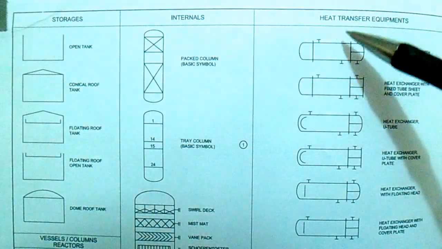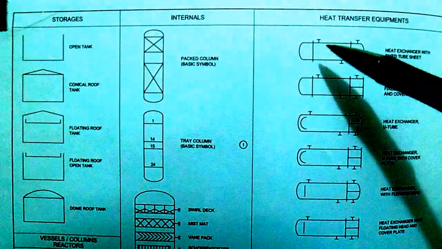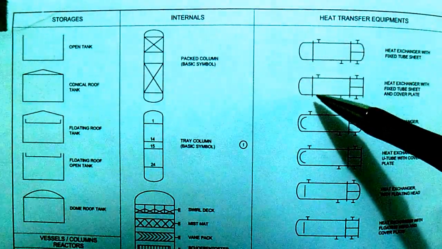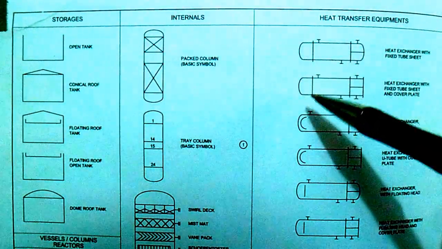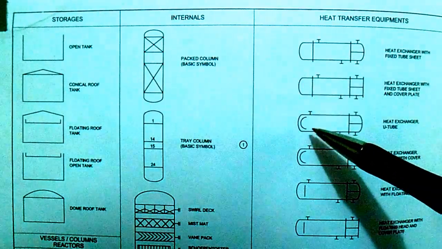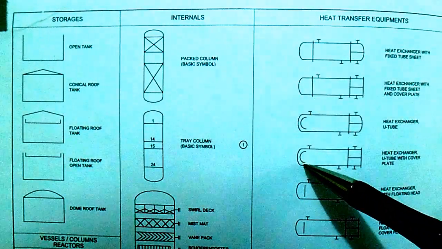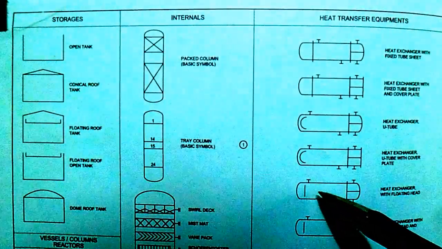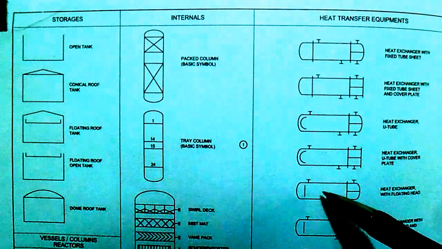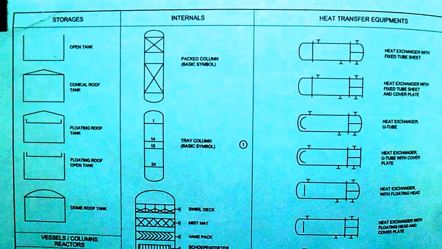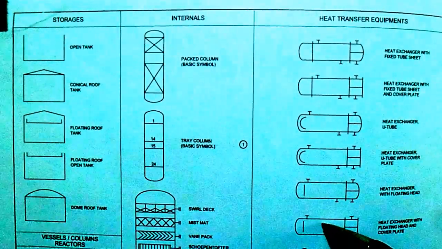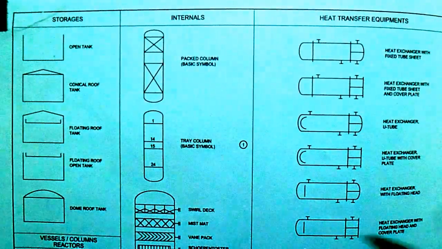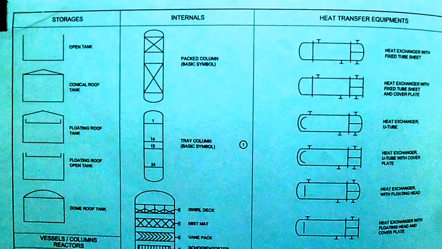So we have heat transfer equipment, the exchangers. This is exchanger fixed tube sheet, and heat exchanger fixed tube sheet with cover plate. This is also exchanger U-tube, and exchanger U-tube with cover plate. And this is a heat exchanger with floating head, and a heat exchanger with floating head and cover plate.